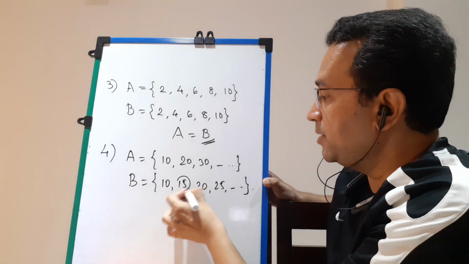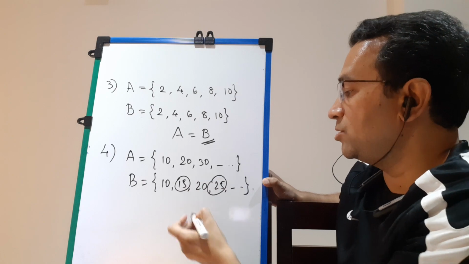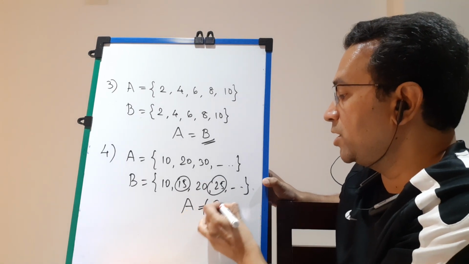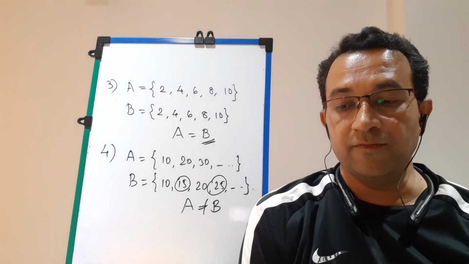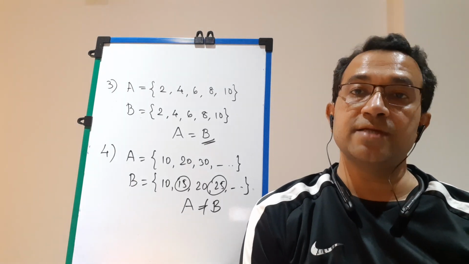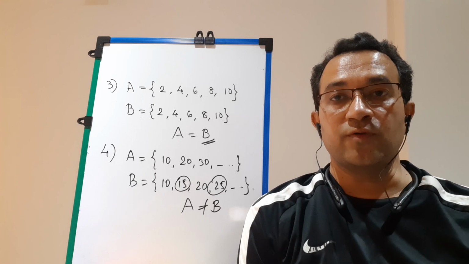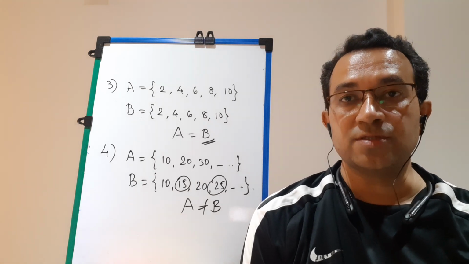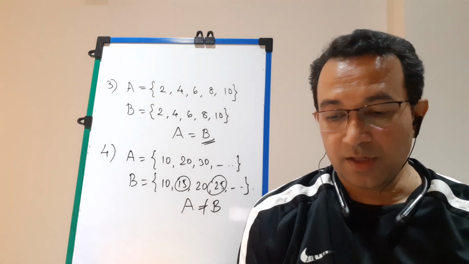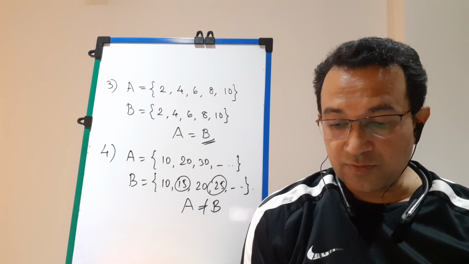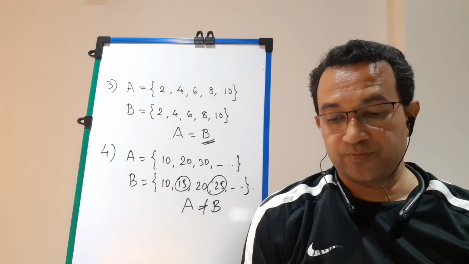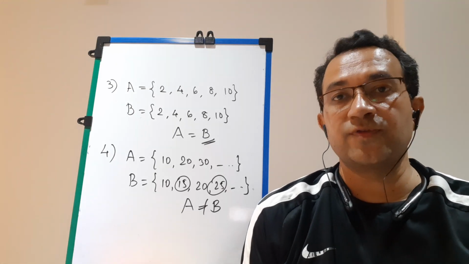Definitely we can say this element is not there in A, this element is not there in A. So according to definition, A and B are not equal, students. Very easily, students, we can decide. So this type of questions are very interesting and very easy. Now in the fifth question, are the following pairs of sets equal? Give reason.